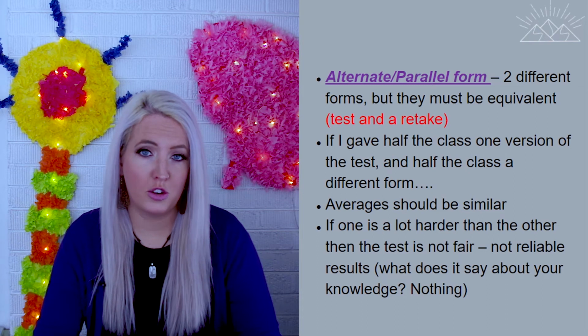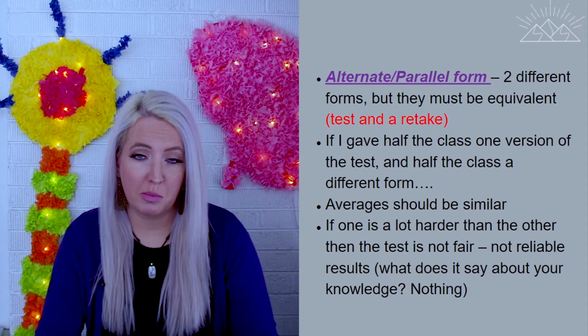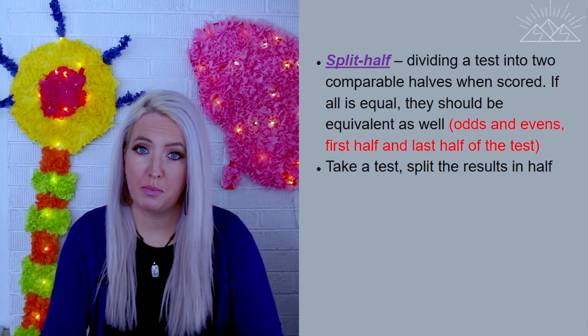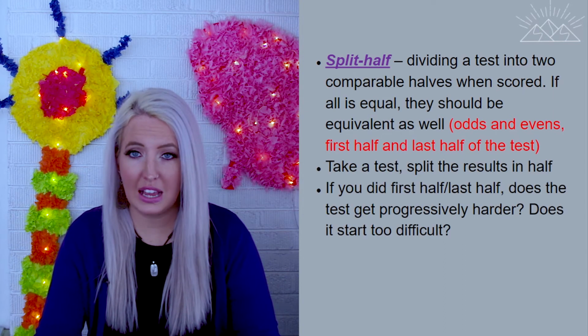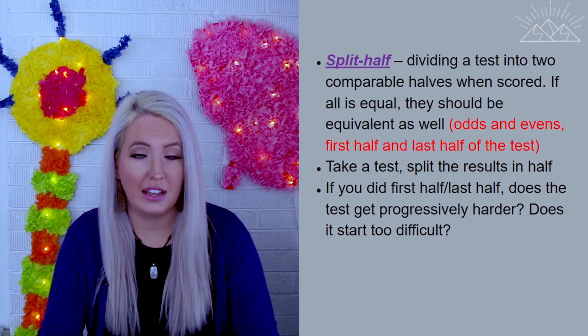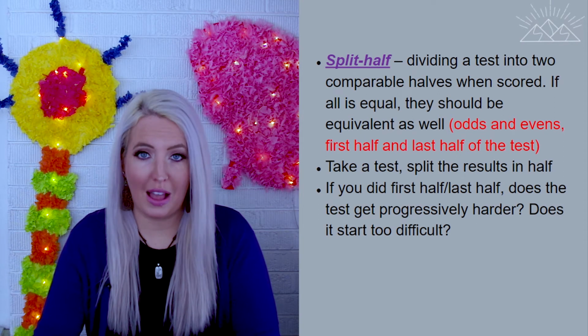And the final way to determine reliability is known as split half, where we actually split the test in half and score them, comparing the averages between the two halves. You could do this between the odds and the evens, or the first half and the last half of the test, as long as the test is not designed to get progressively harder as the questions progress. So this is how we measure reliability.